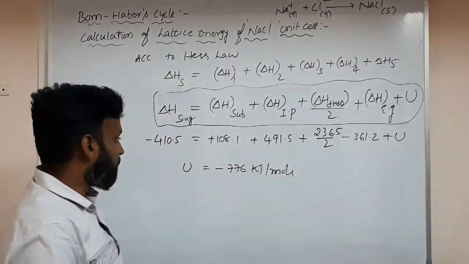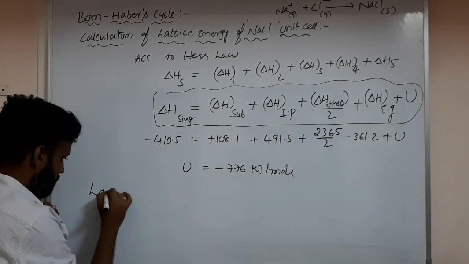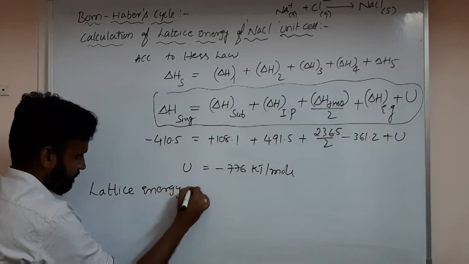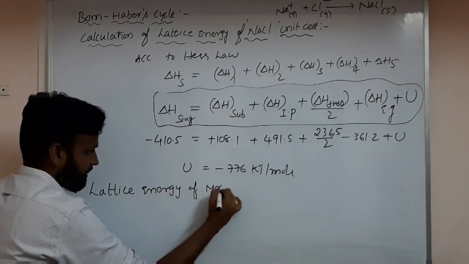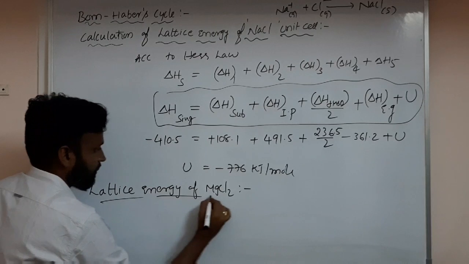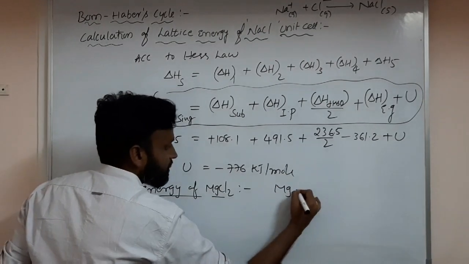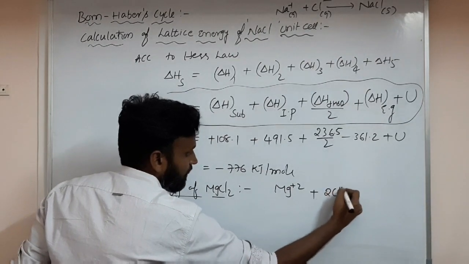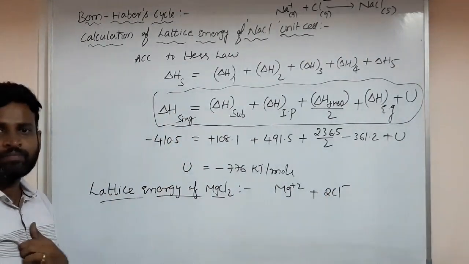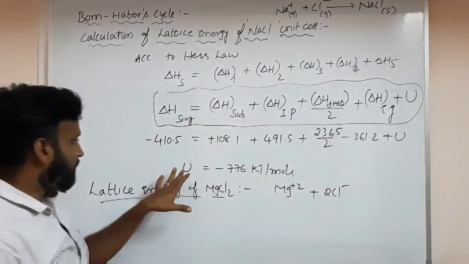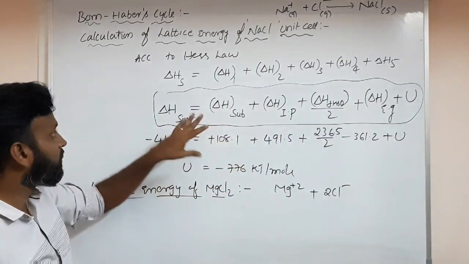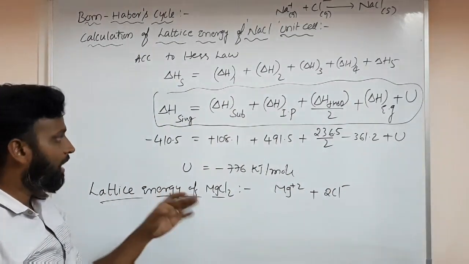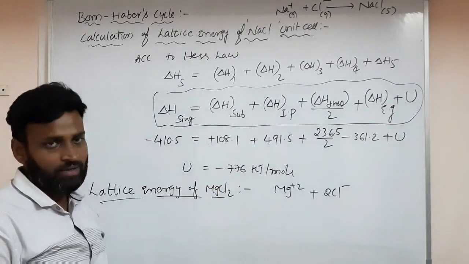Got it, sir? Suppose I want the lattice energy of MgCl2 now. Here what happened? One magnesium loses 2 electrons and 2 Cl minus are combined. Lattice energy, how to calculate, understood? This is about lattice energy calculation. For NaCl, sodium has to lose an electron and chlorine has to gain an electron.